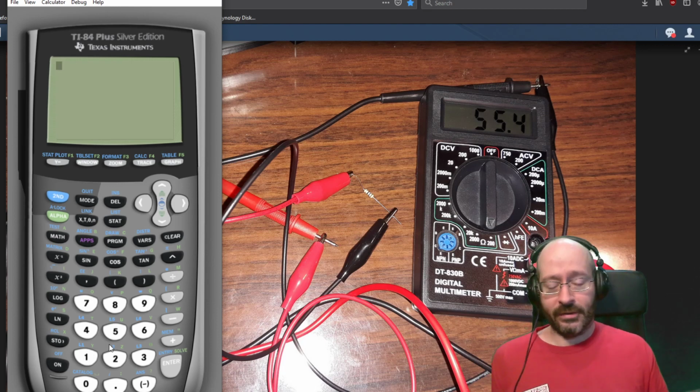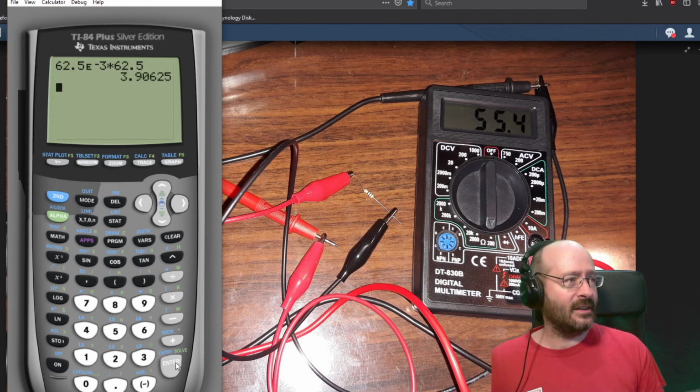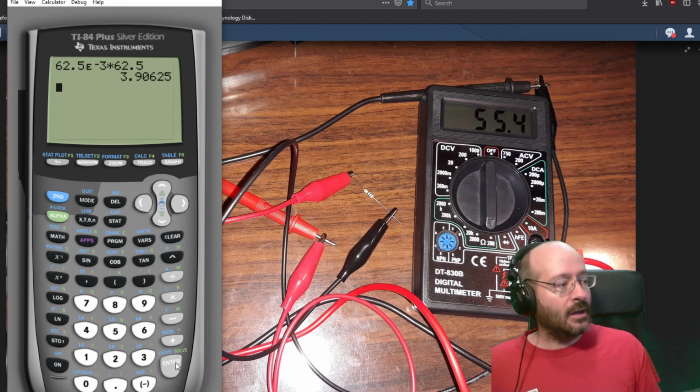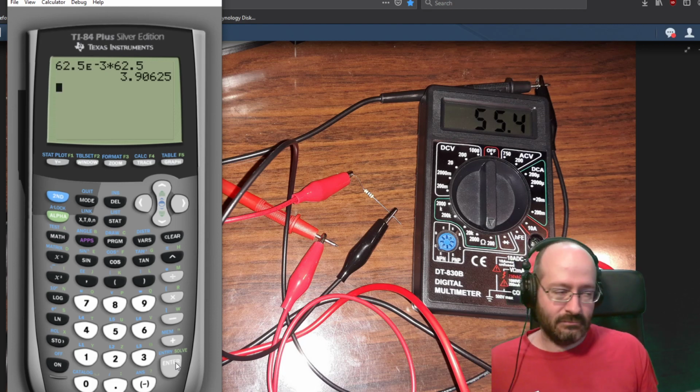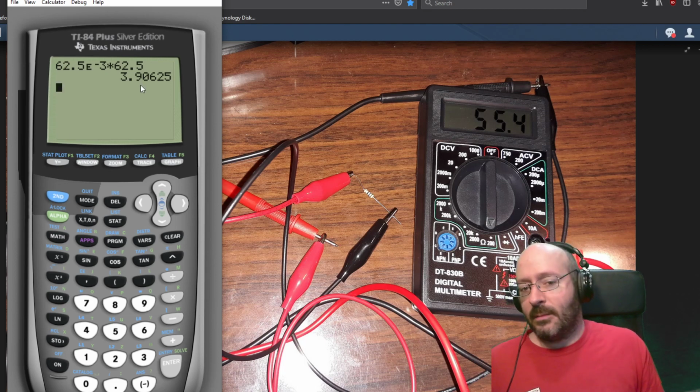So if Ohm's law holds, I should be able to take 62.5, and that was in milliamps. Since it's in milliamps, I would enter it as E-3, and then multiply it by 62.5, that's in ohms, and that should give you your voltage, and that came out as 3.9. It's a little high, but there's some error in all of these measurements. There's always error in measurements. So we have to hope that we're close enough that we can see that the relationship holds.